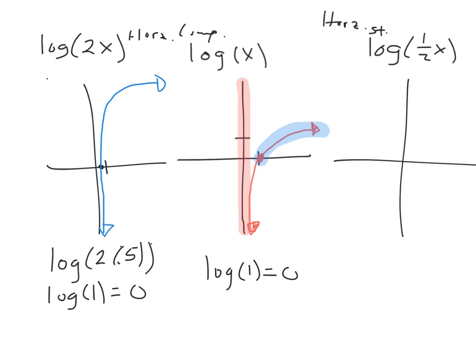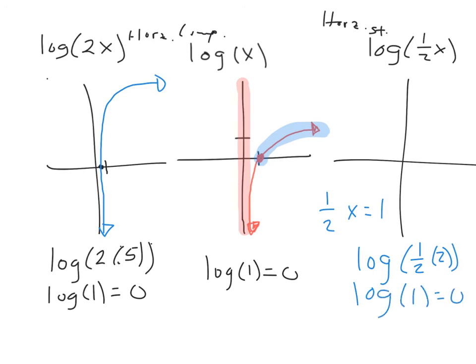Now, the idea for the next one, log of 1/2 x, we have to figure out, what would x have to be in order for it to be a 1? Well, in my head, what I'm doing is 1/2 x is equal to 1, right? That's why we learn algebra, to be able to create these types of formulas to figure out what we're needing x to be. Now, of course, x in this scenario has to be 2, because then I get log of 1/2 times 2, that's 1. So that equals 0 again.